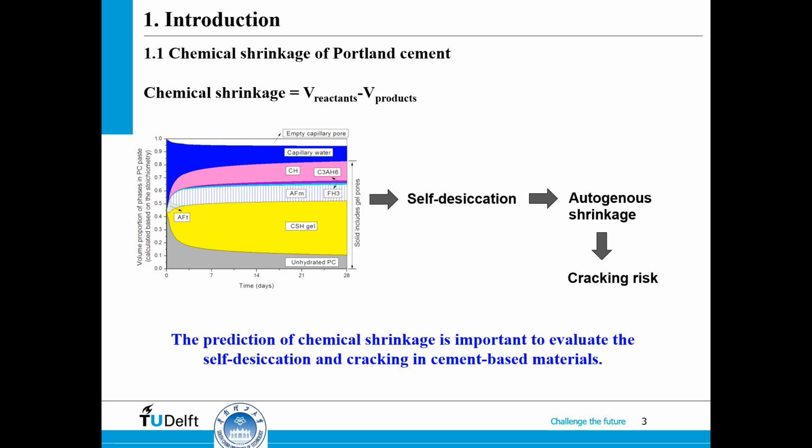The chemical shrinkage is defined as the volume difference between the reactants and the products with ongoing hydration of cement. Chemical shrinkage is very important for us to evaluate the self-desiccation and cracking risk in cement-based materials, because it will cause the self-desiccation, which will cause the autogenous shrinkage.